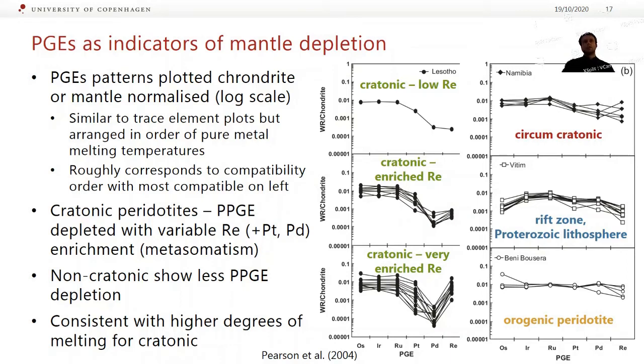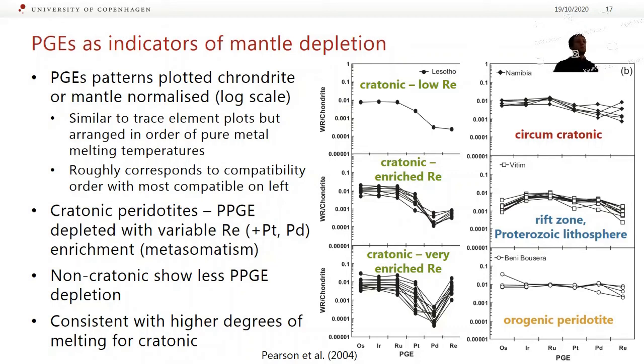I just have a few of these log plots from different settings from Pearson et al. 2004. And you can see the cratonic peridotites on the left. There's 3 different groups based on the amount of rhenium enrichment they have. So these were probably all at some point depleted in rhenium, but then metasomatism added rhenium back in. But in general, you can see that the platinum and palladium is quite depleted, and the platinum here, and here, and here, and palladium, the next one along, is actually a lot lower than the osmium, iridium, and ruthenium.